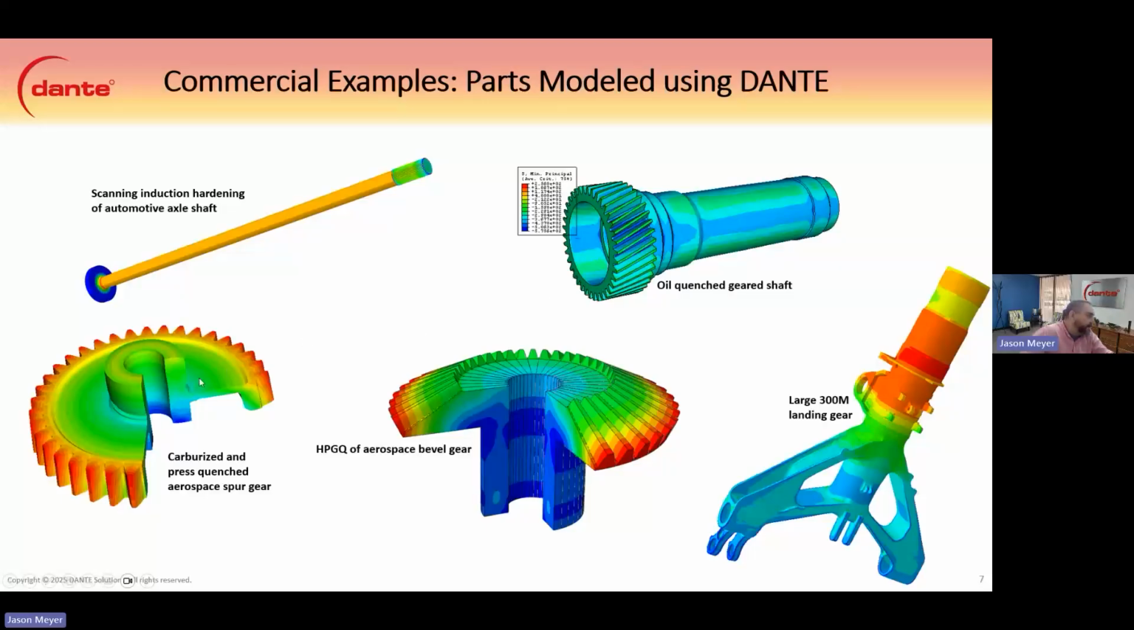We have regular spur gears, or even bevel gears, or even geared shafts that we've modeled in the past with great success here. And then also landing gears, not technically a gear, but it still follows the process. This is a little more challenging because it's such a large part, and the immersion process is very important to model correctly in order to get the bow distortion that is usually significant for those types of materials.